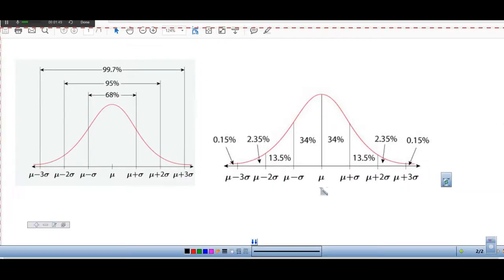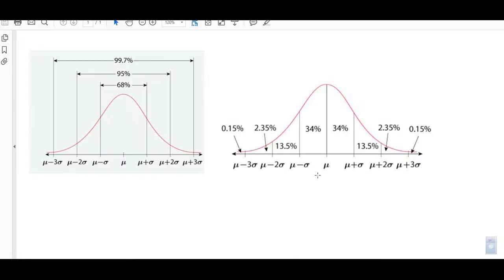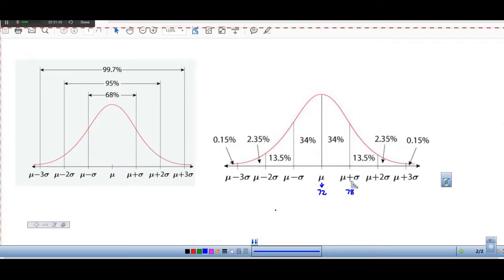So if I were to go here on this one, we have a mean of 72 and a standard deviation of 6. You know what? I'm going to go ahead and use a different color. So we have 72 as our mean, and then a standard deviation of 6. So right here we would have 78, right? And that's the score that they gave us. They want it to be less than or equal to 78. So 78, again, would be one standard deviation over.